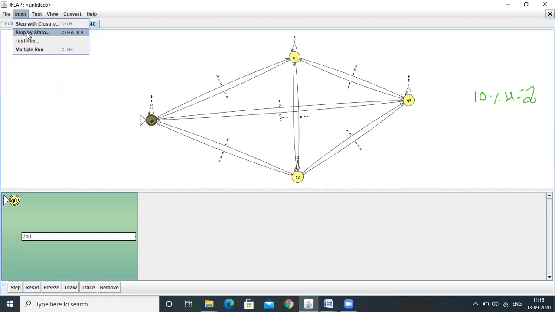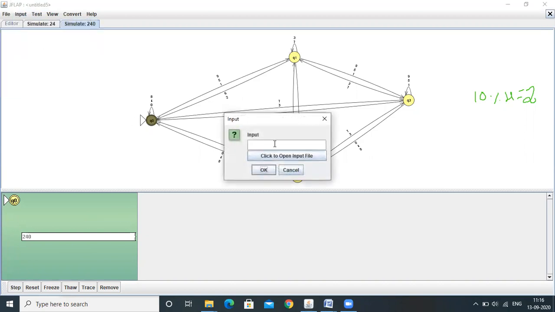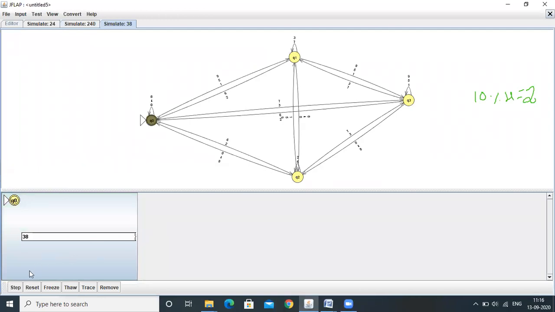Let's take one more example, 38. 38 is not divisible by 4. Let's see here. Q0 on 3 goes to Q3. Q3 on 8 goes to Q2. So 38 modulo 4, remainder is 2, and it is in the Q2 state.